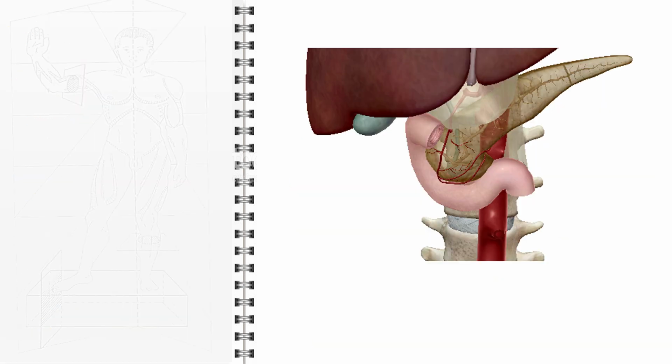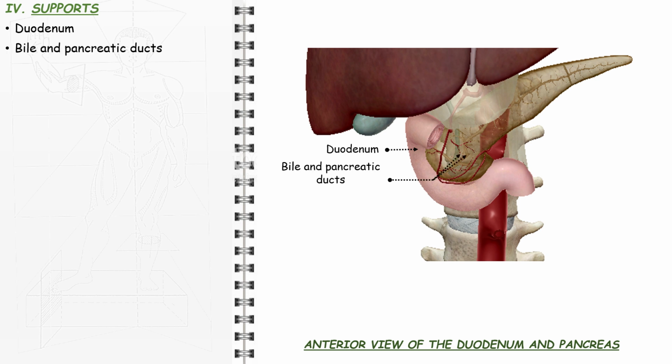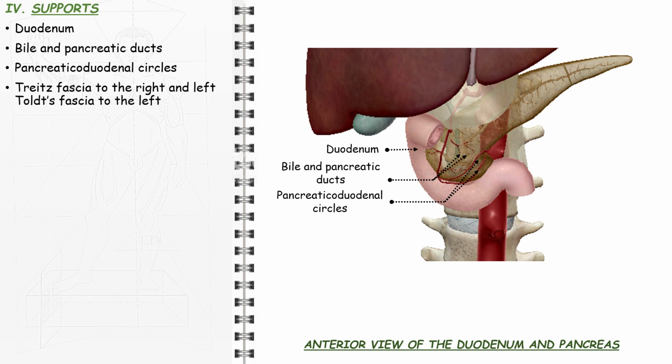The pancreas is not only fixed by the duodenal frame on which the head is molded, but also by the bile duct, pancreatic ducts and pancreaticoduodenal circles. Posteriorly, it is fixed to the retroperitoneal tissue by Treitz's fascia to the right and the left Toldt's fascia to the left. Anteriorly, it is fixed by the transverse mesocolon and the mesentery.